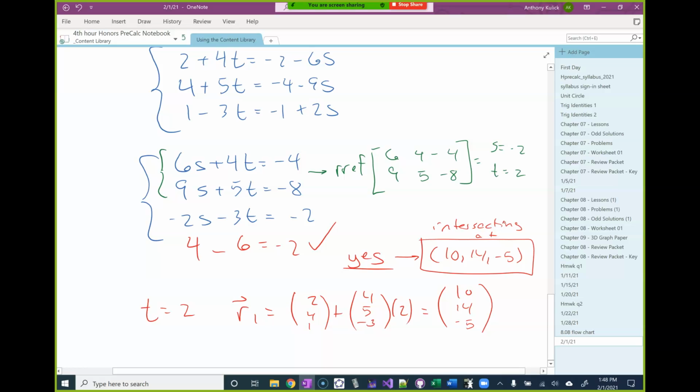Notice when I wrote the point, I wrote it horizontally with a parenthesis rather than vertically, like a vector, just to make sure I'm notationally describing what's going on there effectively.